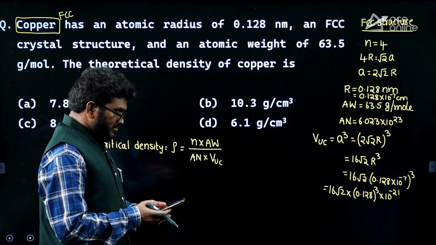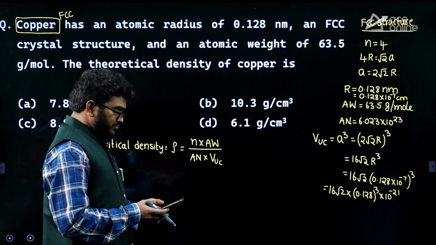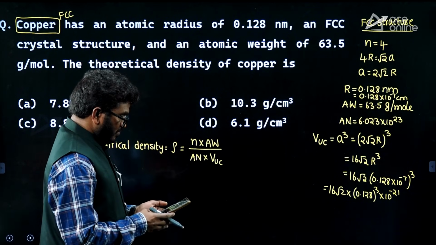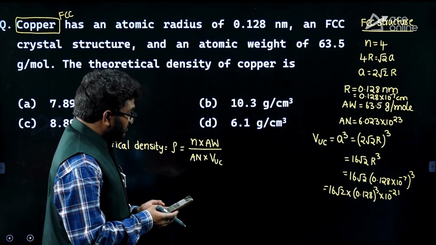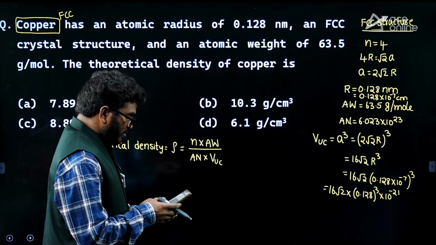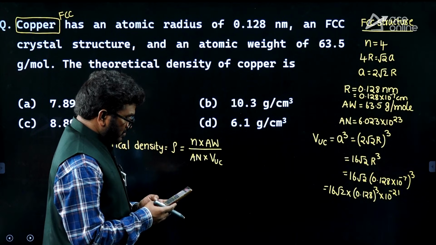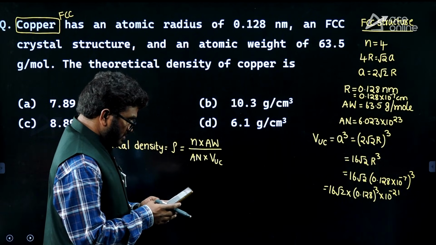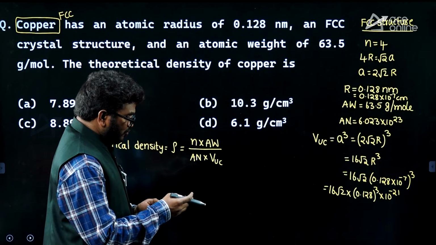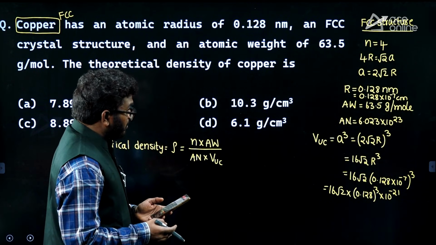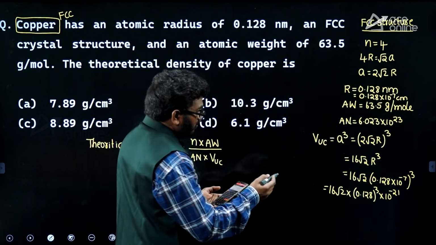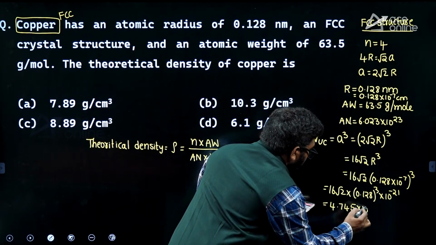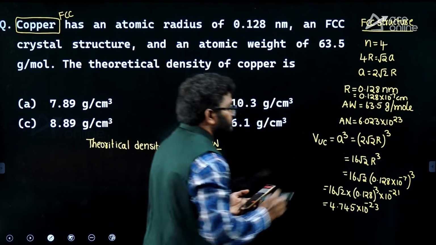Let us calculate first the volume of unit cell. 0.128 whole power 3 into 16√2 gives 4.745 × 10^-2. With the 10^-21 already there, the volume is 4.745 × 10^-23 cubic centimeters.